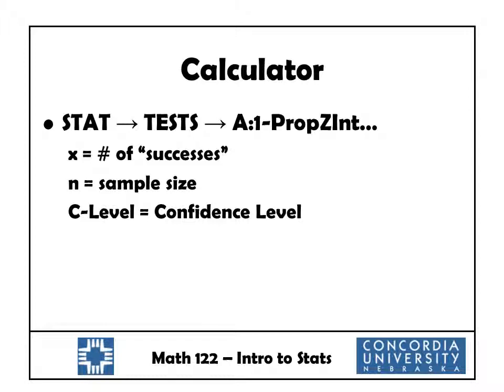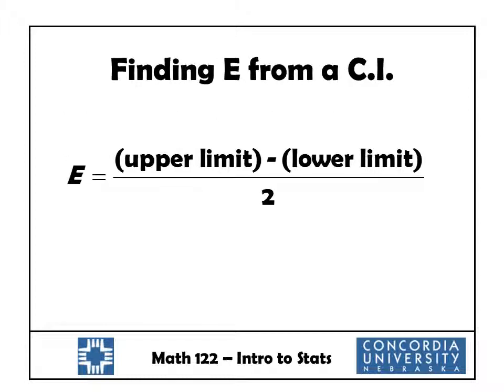Now, confidence intervals can be calculated on your calculator. You go to the Stat Test button, and select option A for the 1 proportion z interval. X is the number of successes from the data, N is the sample size, and C level is the confidence level. Now that calculator will give you the confidence interval, but it won't explicitly give you the margin of error. To find the margin of error from a confidence interval, we can use this simple formula. Take the upper limit minus the lower limit, divide by 2. And that's based on the idea that the overall width of the interval is twice the margin of error.